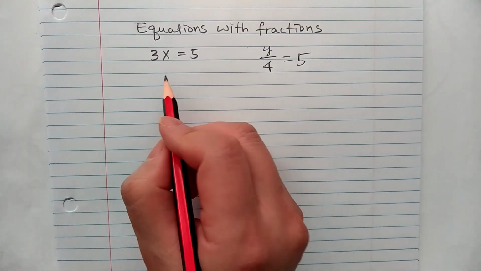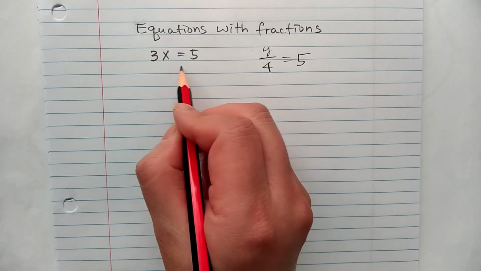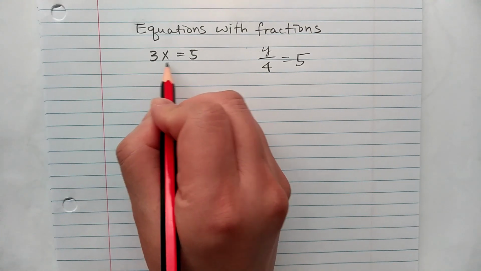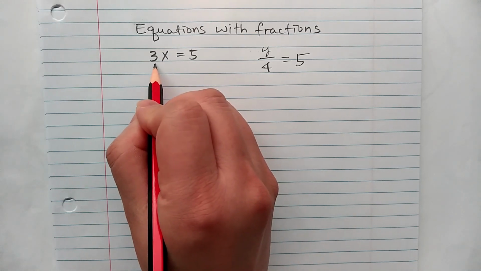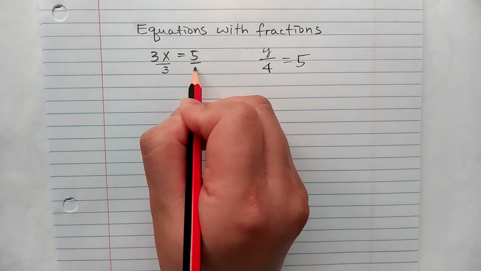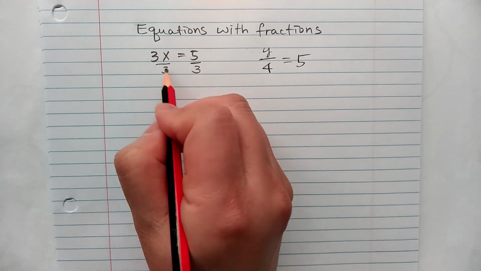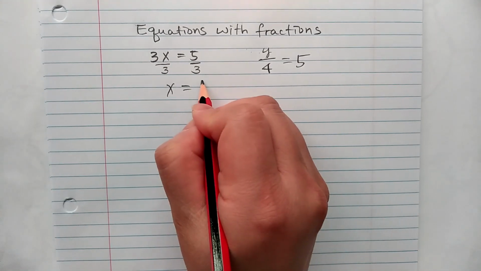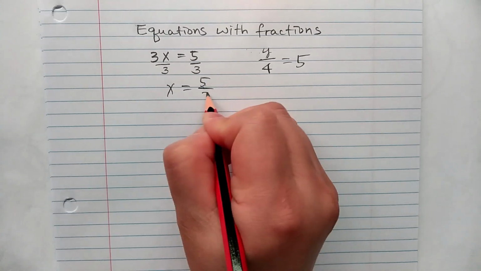Let's do a quick review here. 3x is equal to 5. We'll divide both sides by 3. Then these will be 1, and we'll have x here is equal to 5 over 3.